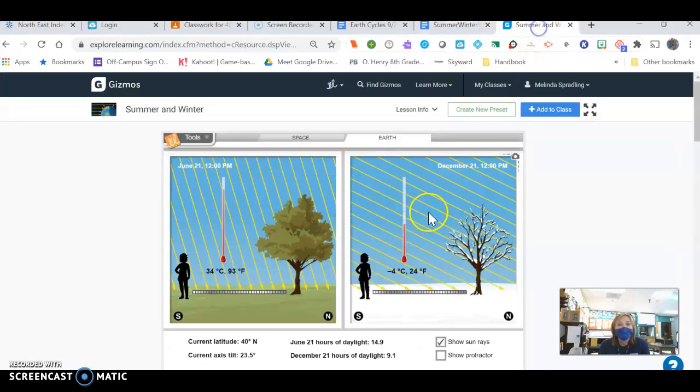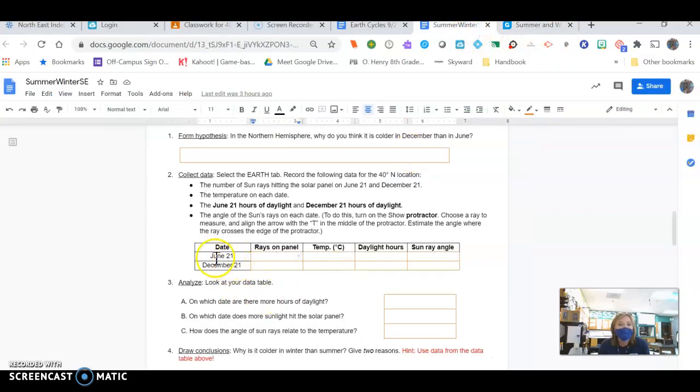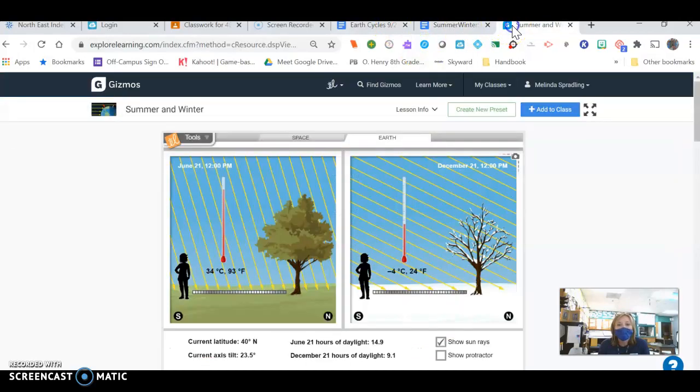You're going to then look at temperature, read the thermometers, and put them in the correct spot on the data table. Remember, they're by date. Daylight hours, that's pretty simple as well. You have the daylight hours given to you here.